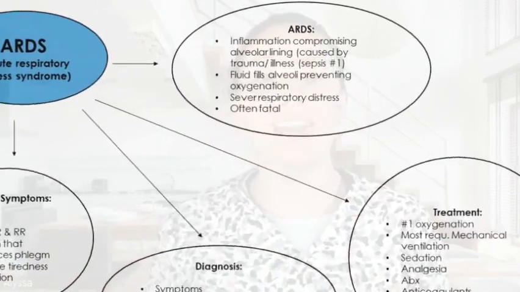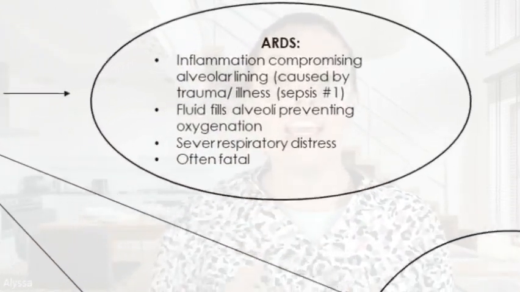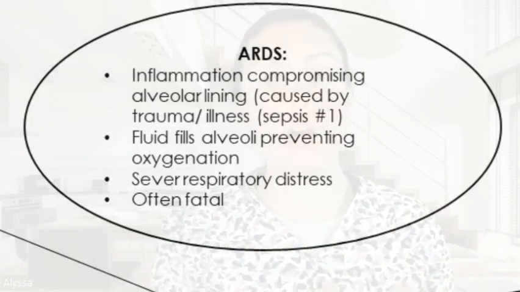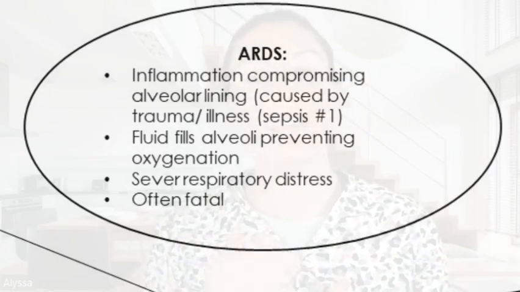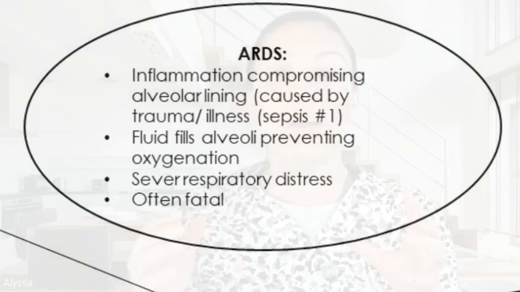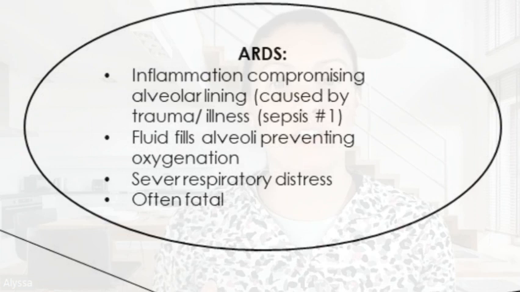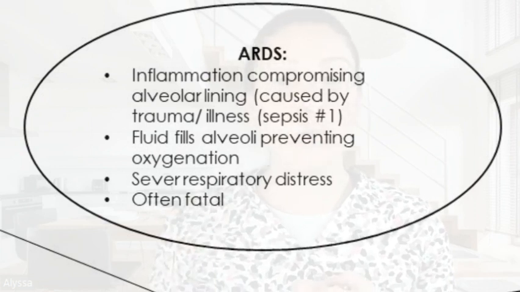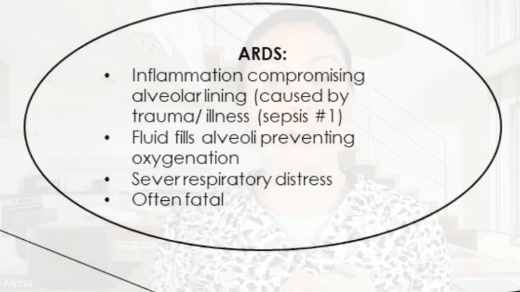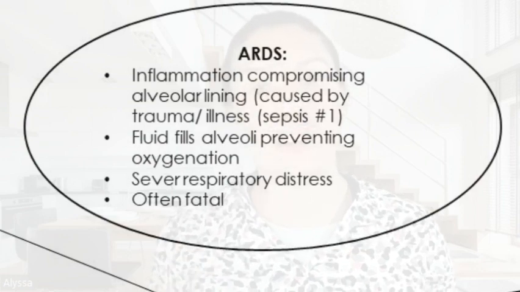So we're going to be talking about acute respiratory distress syndrome, or ARDS for short. So as I was saying, ARDS causes inflammation compromising the alveolar lining. This is either caused by trauma or illness. The number one cause is sepsis. Fluid fills the alveoli, preventing oxygenation of the body. The patient will be in severe respiratory distress, and it is often fatal.